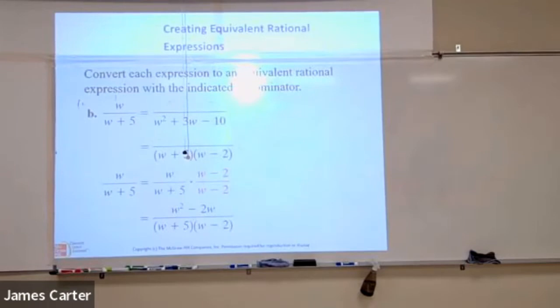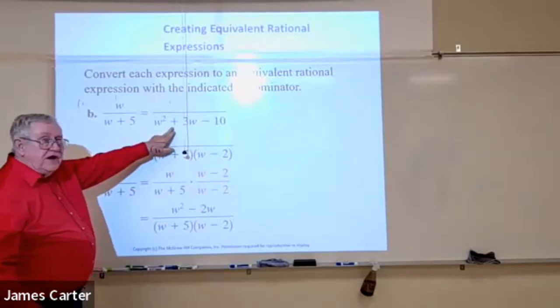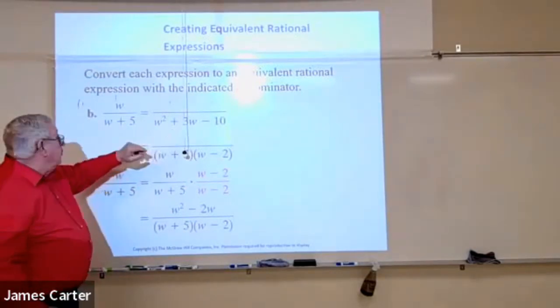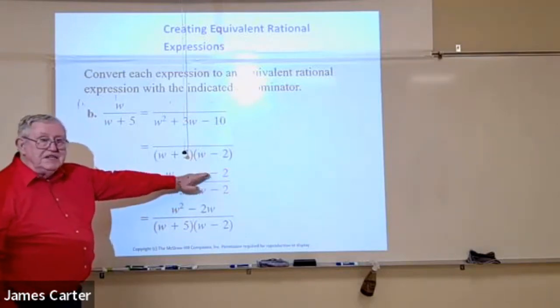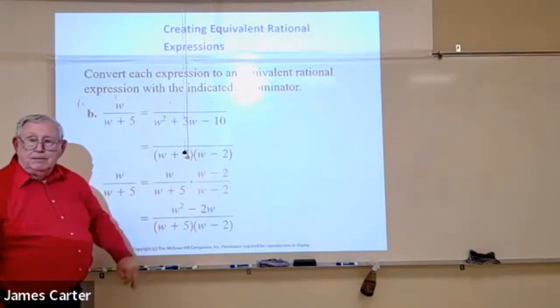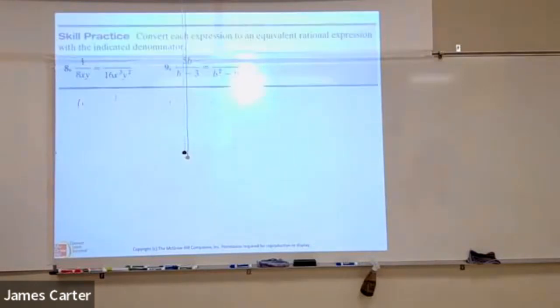Do what? This one? Here was the missing part. We had this broken down into W plus 5, W minus 2. So the missing part was just this. And you have to multiply the missing part top and bottom. Oops, I'm going the wrong way.